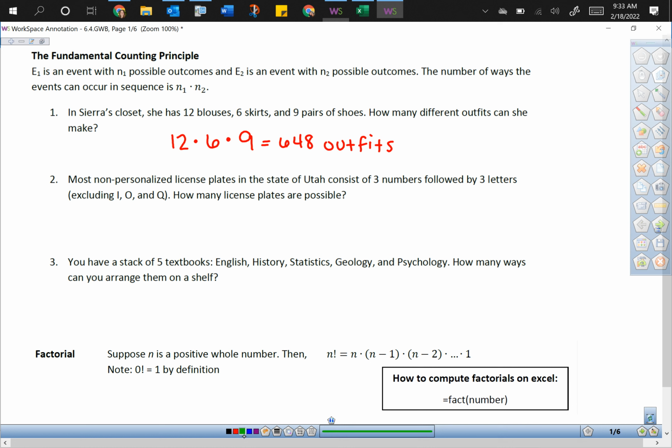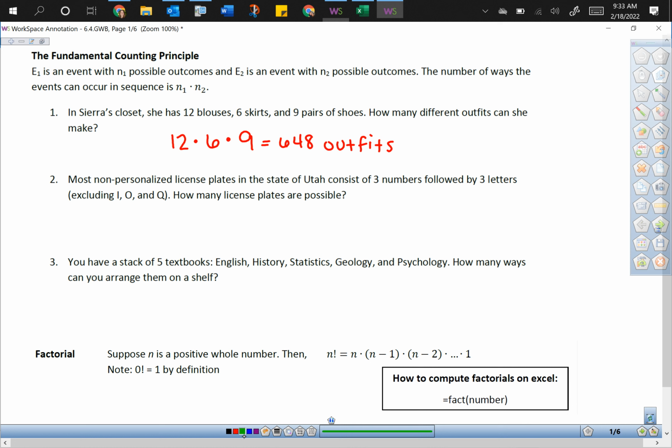So, most non-personalized license plates in the state of Utah consist of 3 numbers followed by 3 letters. Hence the keyword non-personalized. These are just the ones that you don't pay any extra for. They just give them to you. Now, they exclude the letters I, O, and Q. Why do you think they would exclude those? Yeah, they're hard to see. They're hard to differentiate between each other and between other numbers, and it needs to be easy to read. So they want to know how many different license plates are possible.